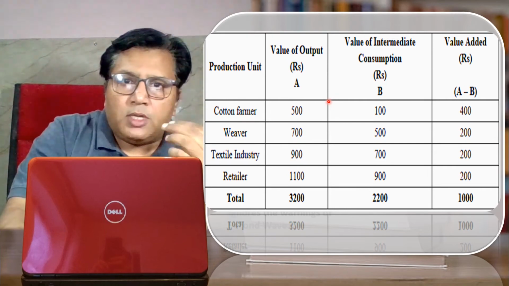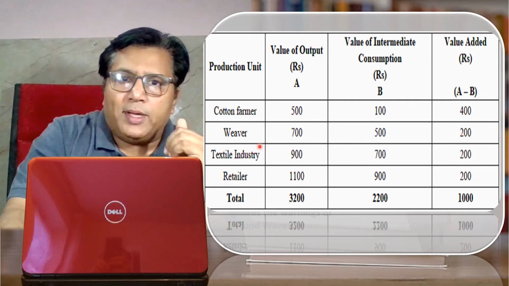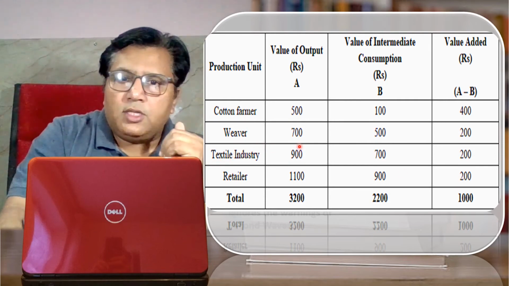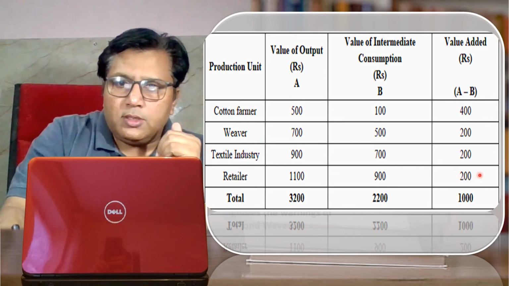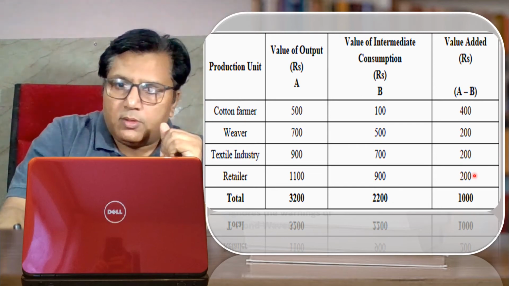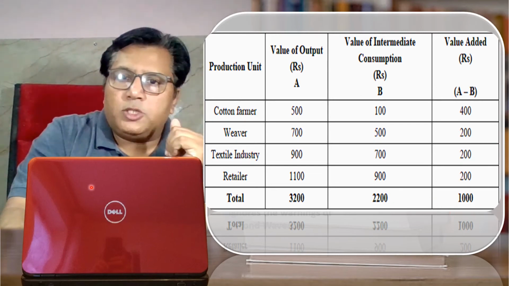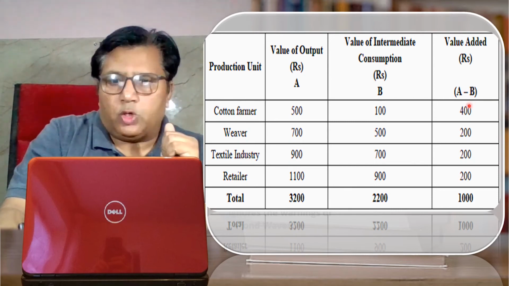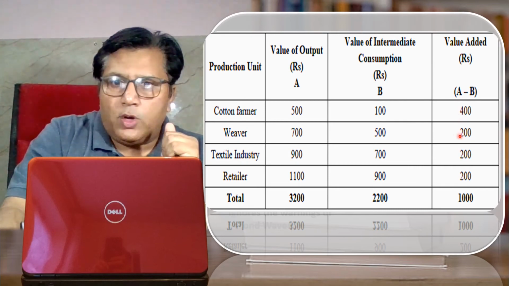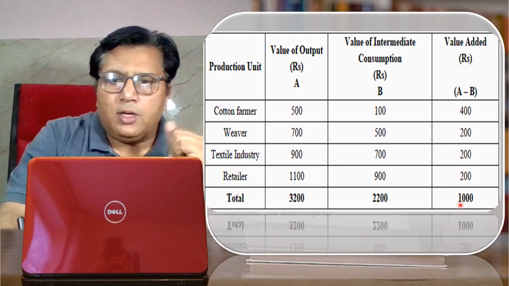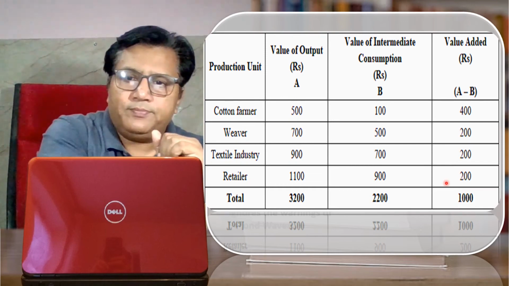To remove the problem of double counting, we have two methods. One is to only consider the value of the final output, that is, only consider the price at which the good is being sold to the final consumer, that is 1000 rupees. Or the second option is to only consider the value added in each stage of production, that is 400, 200, 200, 200, and the final value is 1000 rupees. These are the two methods by which we can avoid the problem of double counting. I hope the point is clear to everyone.